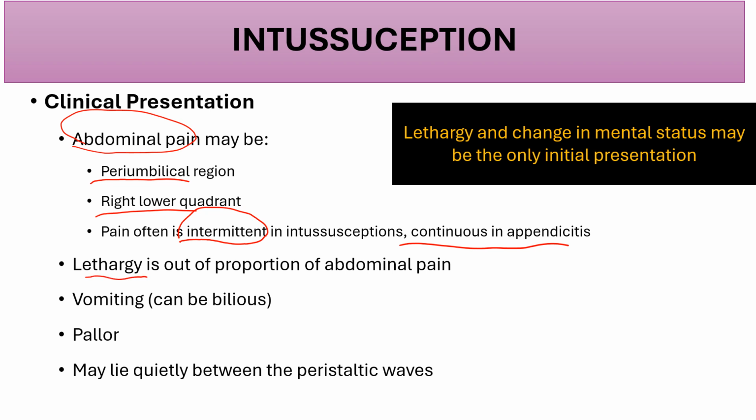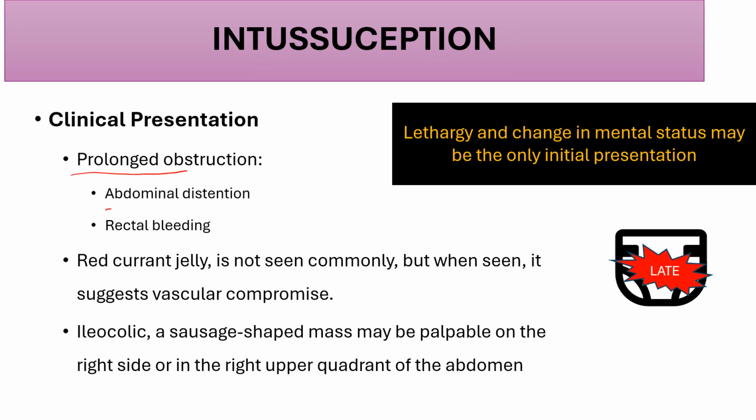Lethargy is out of proportion. The child looks weak and lethargic, out of proportion to the abdominal pain, with diarrhea if he's having diarrhea. Vomiting may be bilious. The child will be pale and weak. The child may lie quietly between the peristaltic waves. Prolonged obstruction can cause abdominal distension and rectal bleeding.